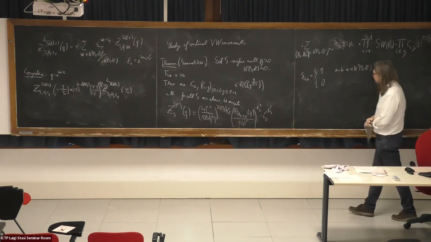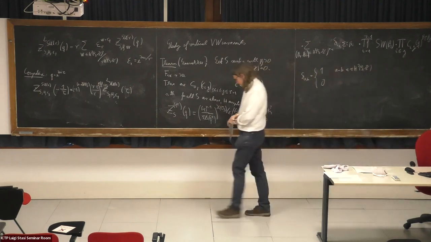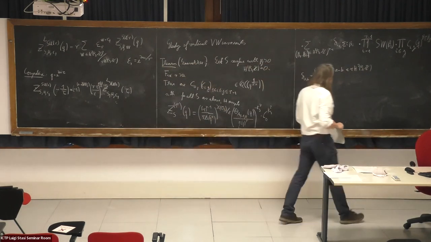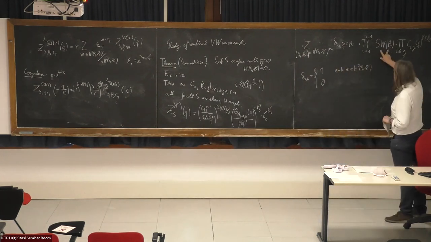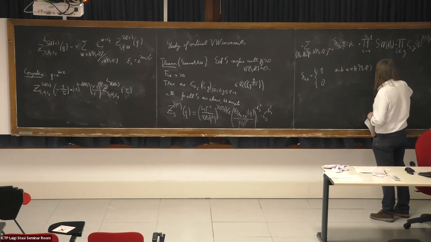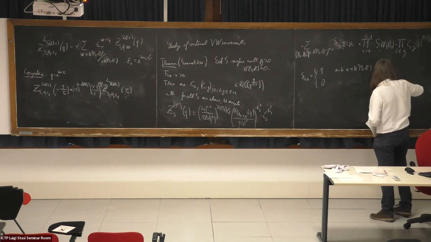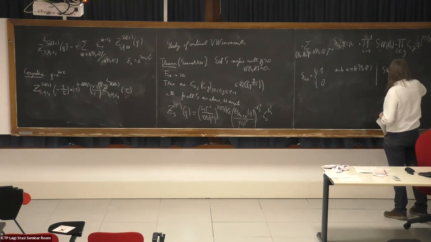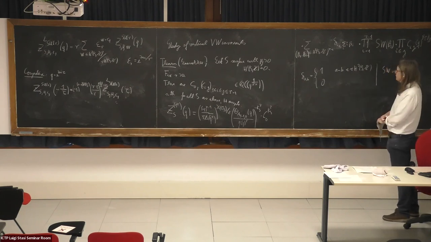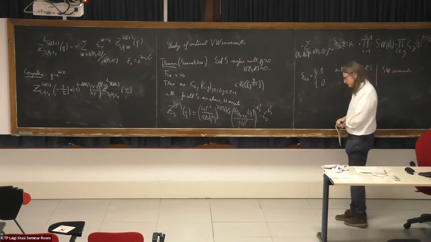Okay, so we have this very complicated formula. If you remember the Vafa-Witten invariants, in any case, remember that there are some invariants for many codes, namely the invariants of algebraic surfaces.